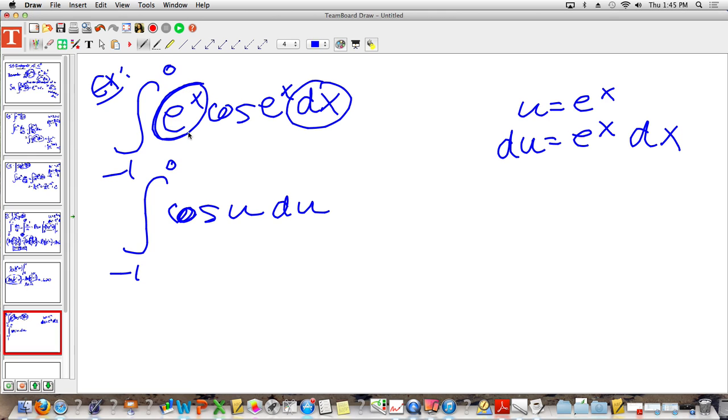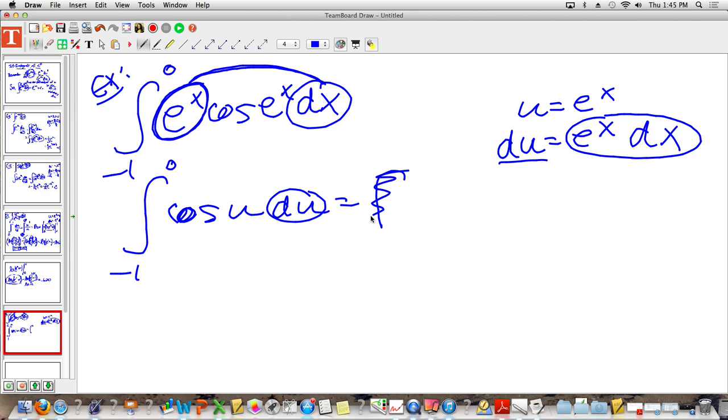Yeah. This e to the x is part of my derivative over here. E to the x dx. Do you see these two right here? Oh yeah. These two together make du. Alright. So this cosine e to the x is the cosine of u, and then this du is what I replaced e to the x dx with. The integral of cosine of u is, what is the integral again, you guys? Sine. So we have the sine of u from -1 to 0.